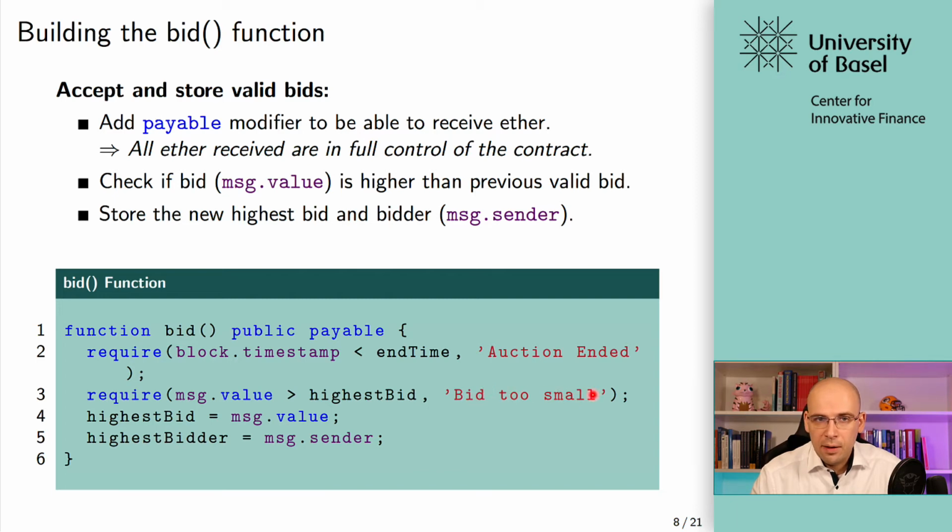And if that is successful, so if the auction is still active, we did that before, right, where we check the timestamp and compare it to the end time, and also if the message value is sufficiently large, then we're doing two things. First of all, we're storing the message value in the highest bid variable of the smart contract. And the second thing is we're storing the message.sender in the highest bidder variable of the smart contract, okay?